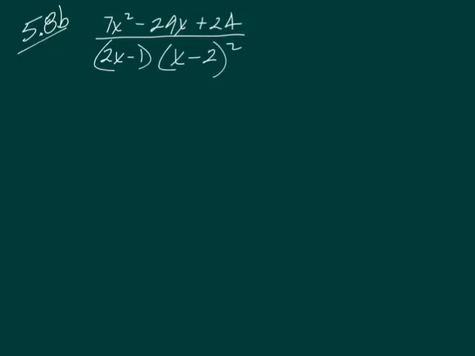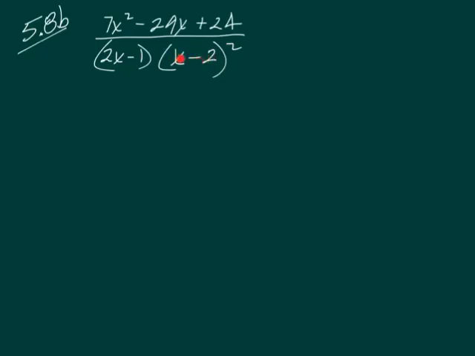So this is 5.8B as in boy, College Algebra, page 513. This is example 2. And what we're doing is looking again at partial fraction decompositions. Notice the degree of the numerator here is 2, and the degree of the denominator down here is 3. Remember, this has a 1, this has a squared.